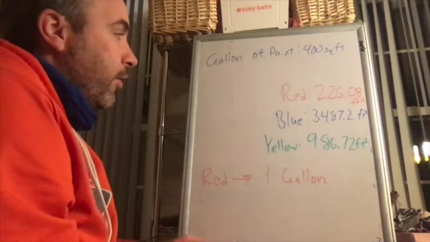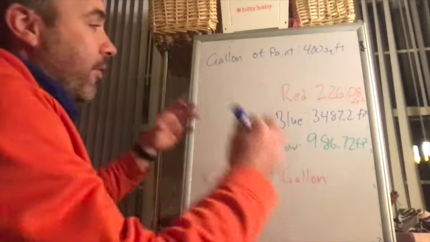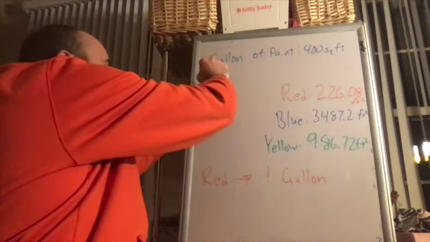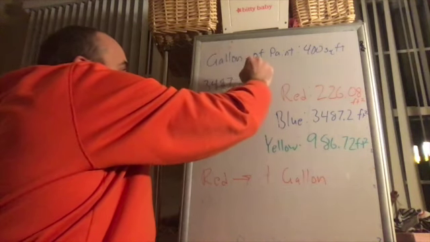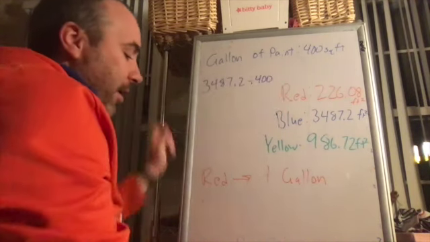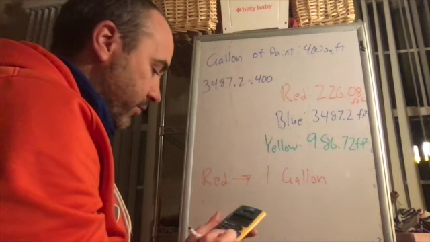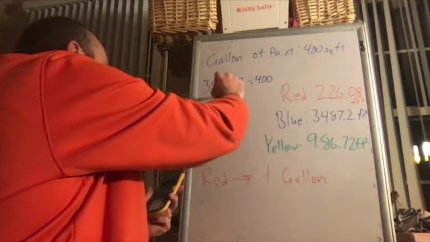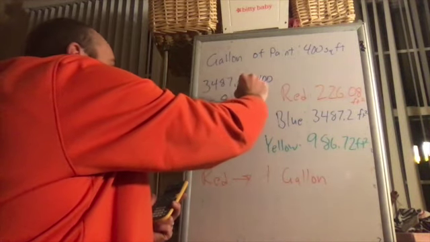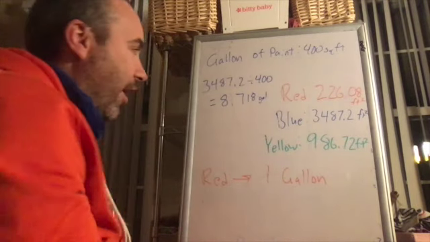All right. For the blue paint, I have to figure out how many gallons. So I'm going to divide this 3,487.2 by 400. 3,487.2 divided by 400 gives me 8.718 gallons of paint.